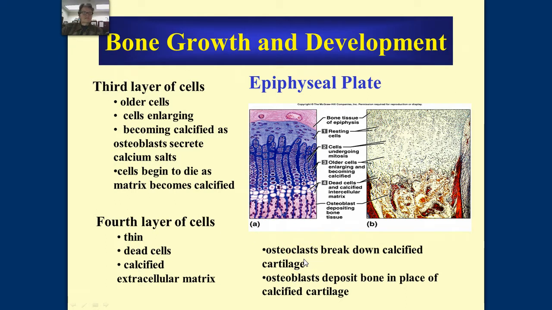Osteoclasts. Now, we talked about osteocytes. We've talked about osteoblasts. Osteocytes are your mature bone cells. Osteoblasts deposit bone in the place of the calcified cartilage, but osteoclasts help to break down this calcified cartilage. So remember, we said there were three types of bone cells: the osteocyte, which is the mature bone cell; the osteoblast, that helps to build bone by depositing the calcium phosphates and the inorganic substances; and then the osteoclast helps to break down these inorganic substances, calcified cartilage in this case.